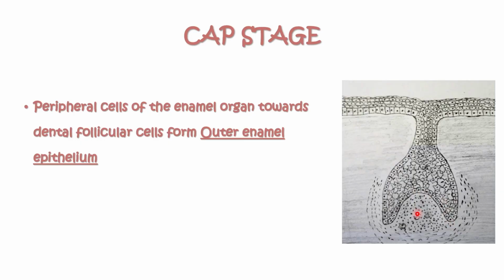So in this picture alone you can see a variety of cells. A variety of cells means histodifferentiation is there. So what cells are present here? The first one is stellate reticulum. The second one is dental papilla cells. Third is dental follicle cells. And here, outer enamel epithelial cells and inner enamel epithelial cells.